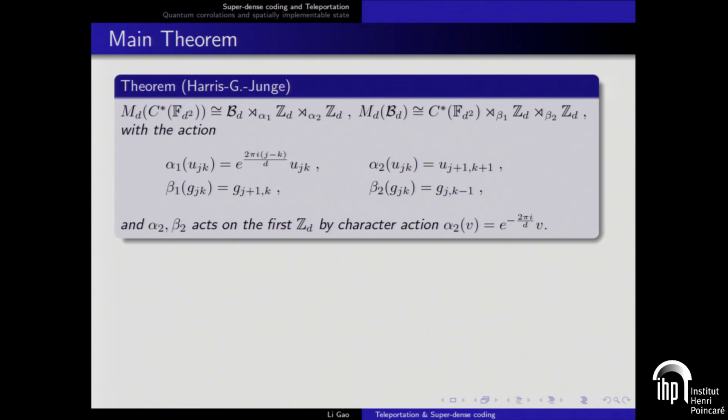But our result is not in the realm of Takai duality because the second action does not leave the algebra invariant. But we somehow observe this iterated cross product still realizes a matrix structure, but in the other C-star algebra.